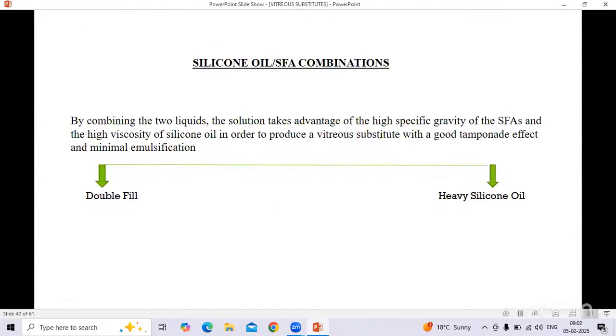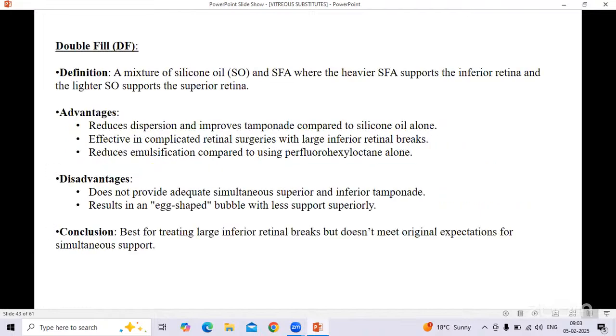Silicone oil and SFAs combination. So when we combine these two liquids, the solution takes advantage of the high specific gravity of SFAs and the high viscosity of silicone oil in order to produce a vitreous substitute with a good tamponade effect and minimal emulsification. So here we have two types, double fill and the heavy silicone oils. In the double fill, the double fill is a mixture of silicone oil with the SFAs, where the heavier SFA supports the inferior retina and the lighter silicone oil supports the superior retina.